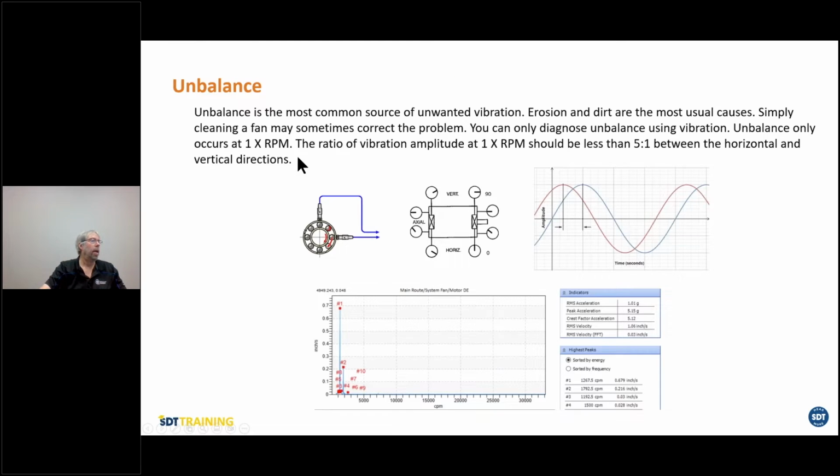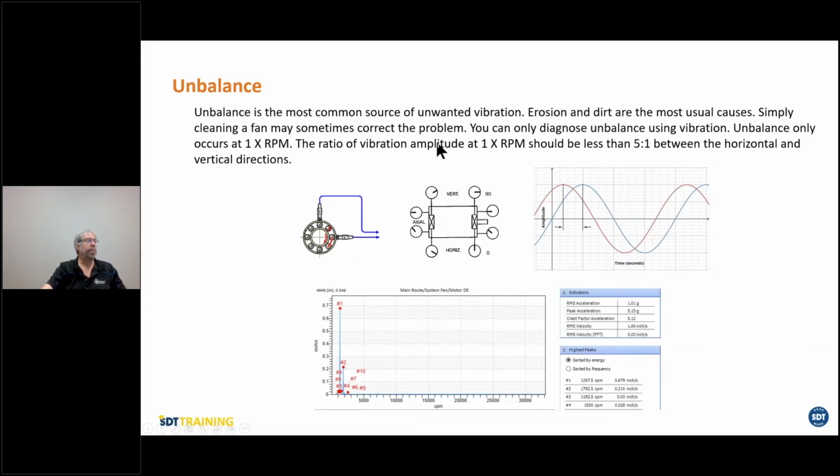Cool. We're going to start by talking about unbalance, which is the most common source of unwanted vibration. Erosion and dirt are the most usual causes. Simply cleaning a fan may sometimes correct the problem. You can only diagnose unbalance using vibration. You can't use ultrasound to do this. You can only use vibration. Unbalance only occurs at 1 times RPM.